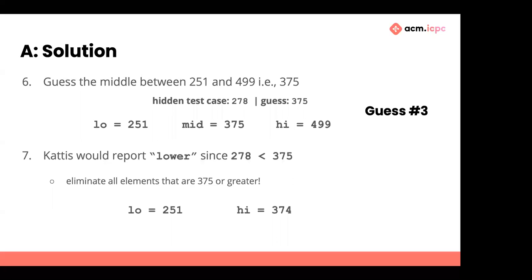So in this case, we now know that any element that is 375 or greater cannot possibly be the element Caddis is thinking about. So we limit ourselves again to any element that is smaller than 375 by setting high to 374. Finally, we repeat this again. We see that the average of the middle element between 251 and 374 is 307. We compare 307 to what Caddis had in mind, and Caddis would end up reporting lower.